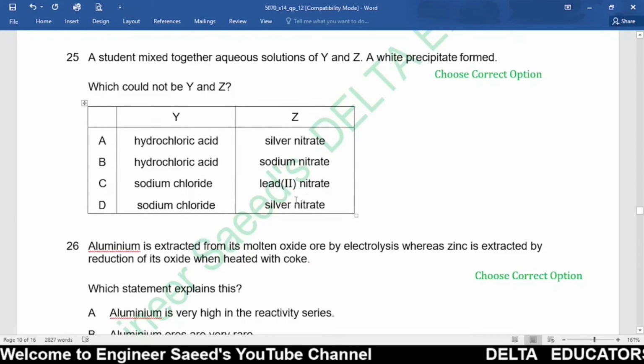What is in C and D? In C we have sodium chloride and lead nitrate. Here we will get lead chloride. Lead chloride again is a white precipitate. So C is incorrect. In D we have sodium chloride and silver nitrate. Here we will get silver chloride, and silver chloride forms a white precipitate. So in A, C and D we will get a white precipitate. In B we will not get a white precipitate. Sodium chloride is soluble in water. So the correct option will be option B.